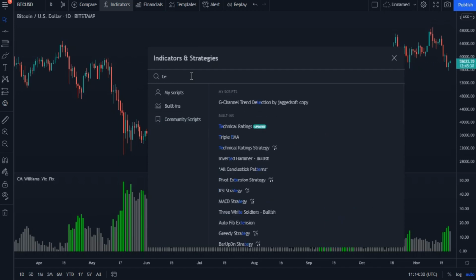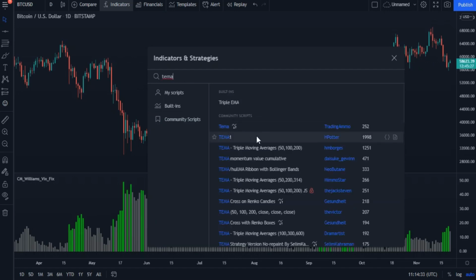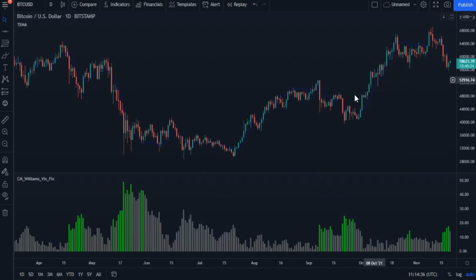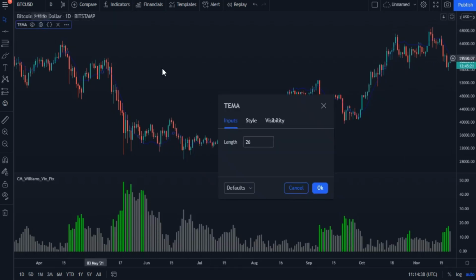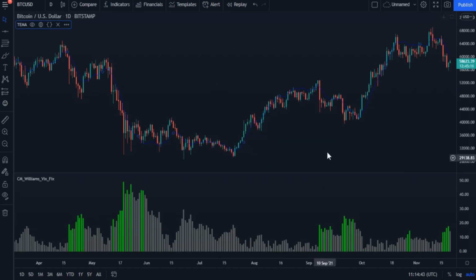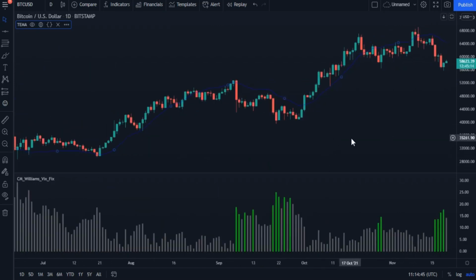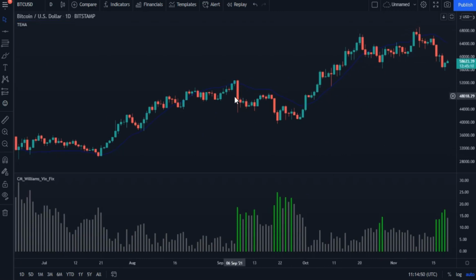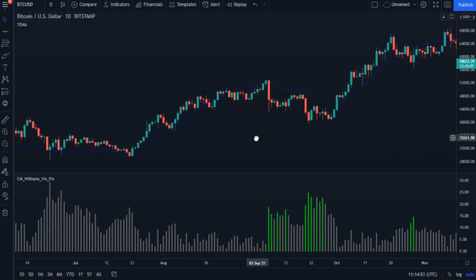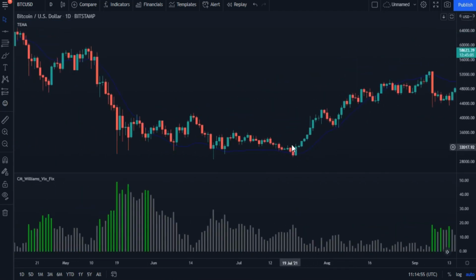Let it be TMAT indicator. And let's change the length from 26 to 50 as well. Well, we will depend on the candles breaking through the EMA line from bottom to top when buying and from top to bottom when selling. And the CM Williams indicator will be our confirmation indicator.